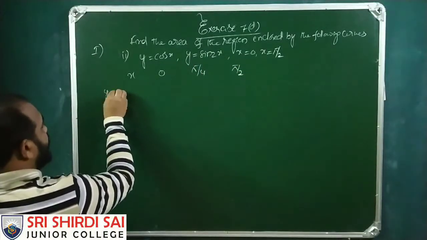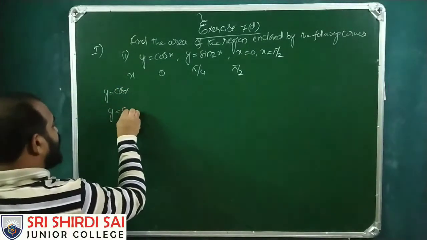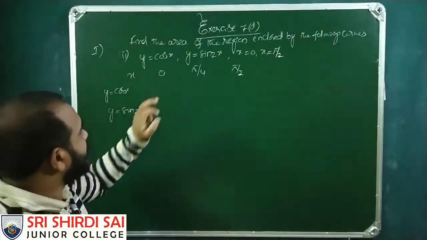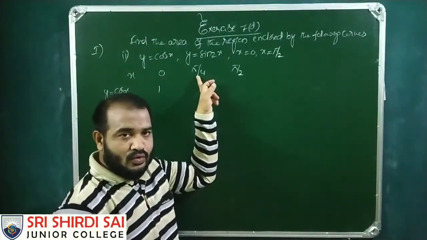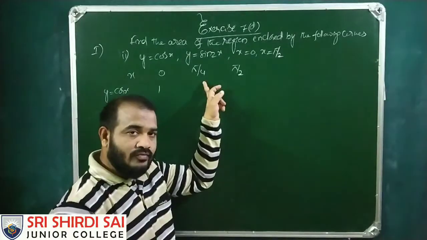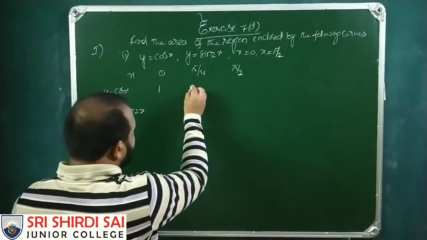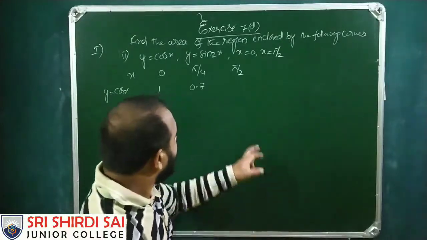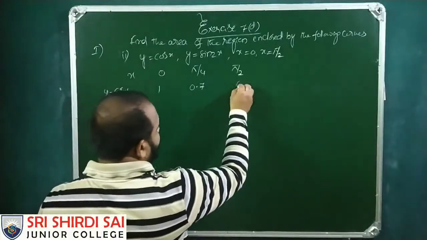So I have two curves, y is equals to cos x curve and y is equals to sin 2x curve. Cos 0 is 1, cos pi by 4 is 1 by root 2, cos 45 is 1 by root 2. Root 2 value is 1.414. 1 by 1.414, when it divides, we will be getting approximately 0.7. And at pi by 2, cos 90 value is 0.